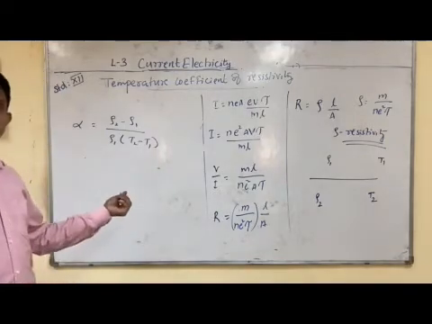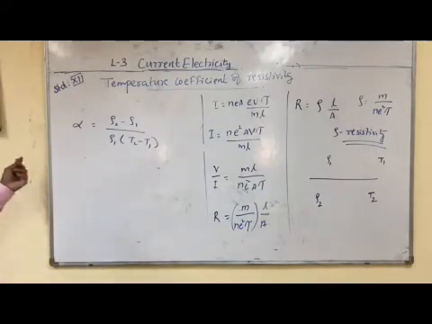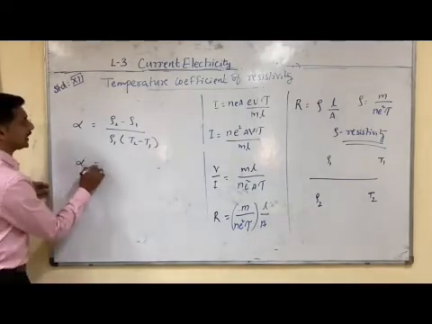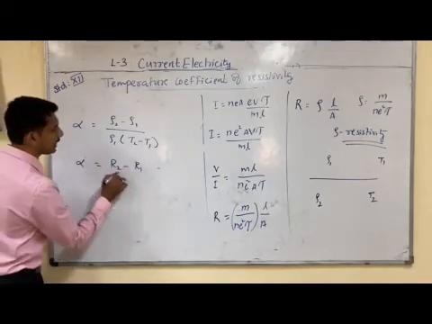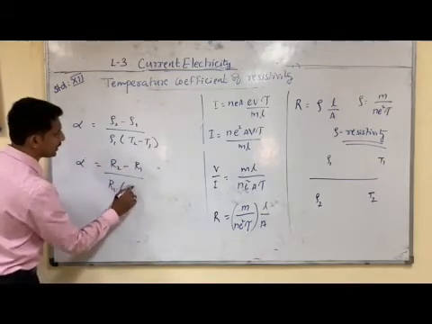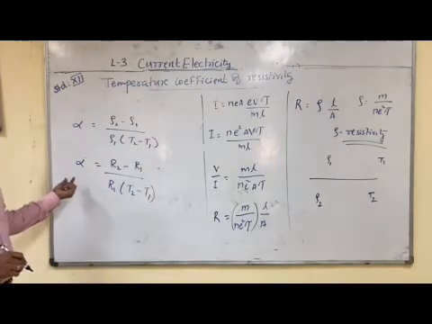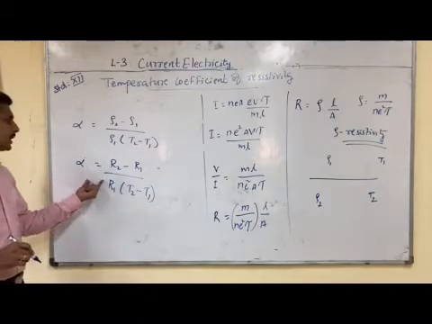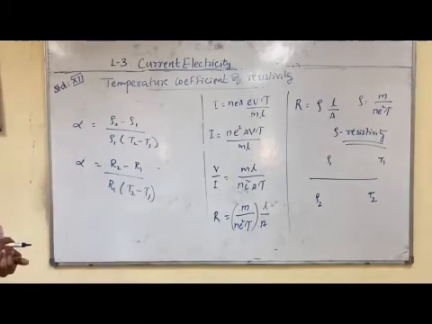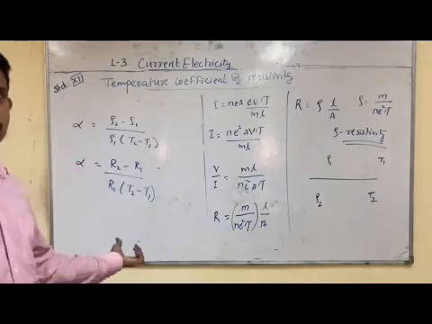In the same way, we can represent the temperature coefficient of resistance also, in terms of resistance. Alpha is equal to R2 minus R1 divided by R1 into T2 minus T1. That means alpha is equal to R2 minus R1 divided by R1 into T2 minus T1.